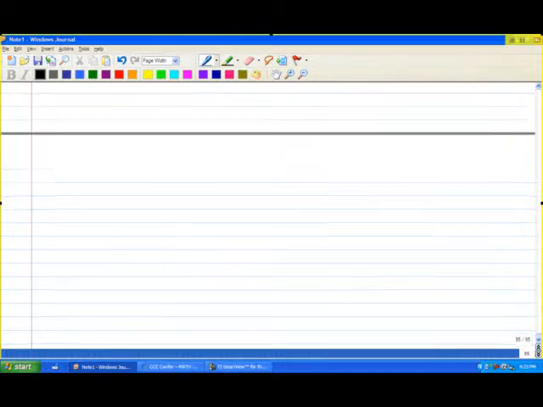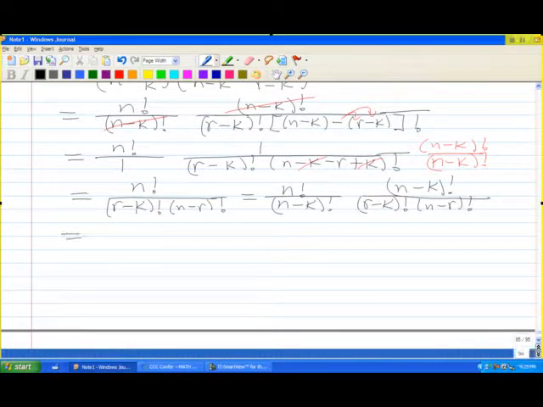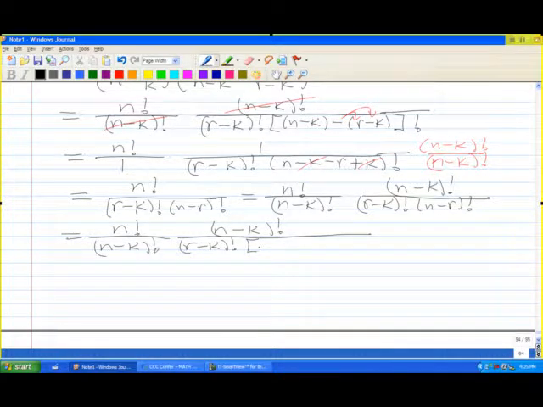So we're almost done. The first term is correct. So this is n factorial over n minus k factorial. The second term is almost correct, so it's n minus k factorial over r minus k factorial. But now I want to write this n minus r as the difference of n minus k minus r minus k. And well, that is certainly a true statement because, well, actually, I should have kept it in that form.